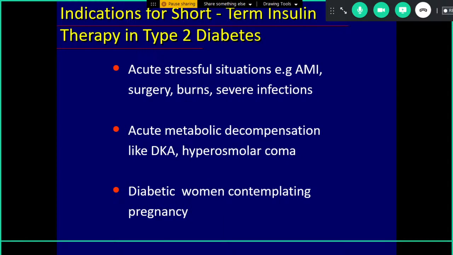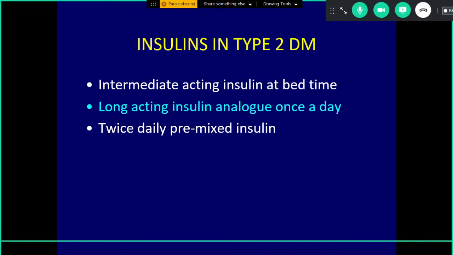Now, indications for insulin in type 2 diabetes can be short-term indications or long-term indications. Anybody with type 2 diabetes who goes through an acute situation, has an MI, has surgery, has burns, has acute metabolic decompensation, a diabetic woman who's contemplating pregnancy, all of them will benefit from insulin, but that insulin can be given for the period which that acute situation continues. So they recover from an acute myocardial infarction, they can go back to their oral agents. When they recover from their surgery, they can go back to their oral agents. When the pregnancy finishes and lactation finishes, the pregnant woman with type 2 diabetes can go back to the oral agents.